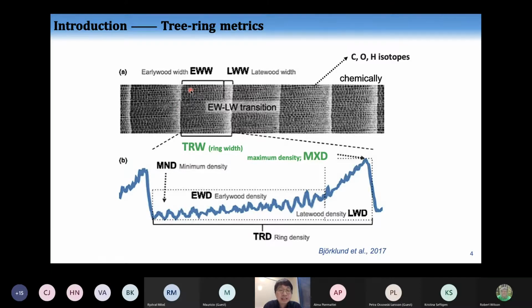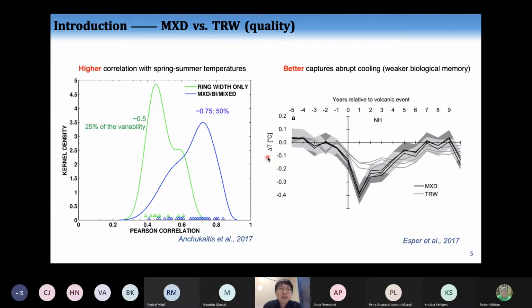Among these metrics, I think the total ring width, or we often say ring width, and maximum latewood density, sometimes we also say maximum density, are most commonly used in climate reconstructions. Many papers have already shown that MXD is superior to ring width in terms of retaining climate signals. The figure on the left shows the correlations with spring to summer temperatures for density in blue and for ring width in green. We can see that on average, the temperature correlation is around 0.75 for density data, which means that around 50% of temperature variance could be explained by density.